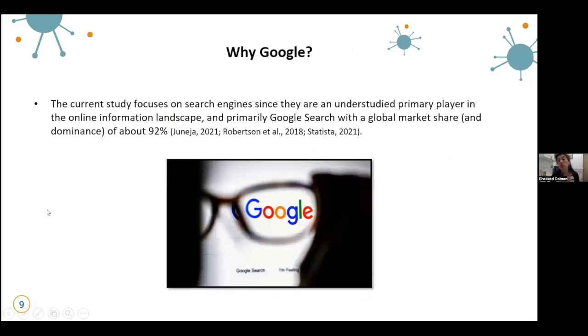First of all, we looked at Google. Why Google? The current study focuses on search engines since they are an understudied primary player in the online information landscape, and primarily Google search, with a global market share and dominance of about 92%.